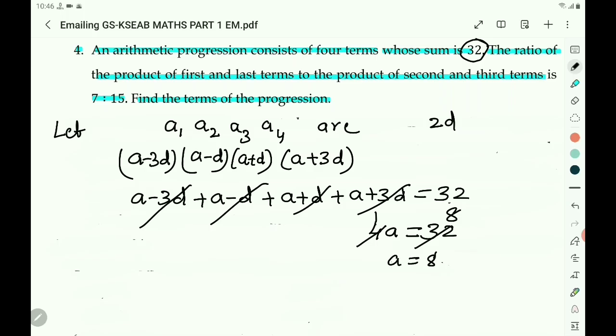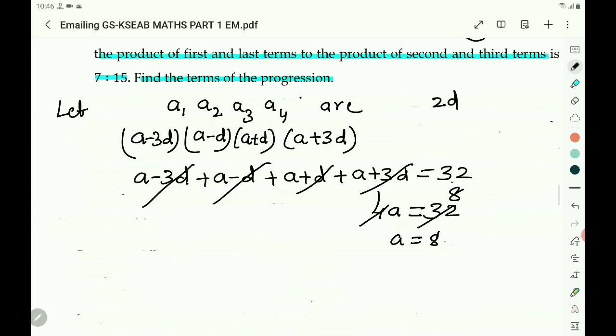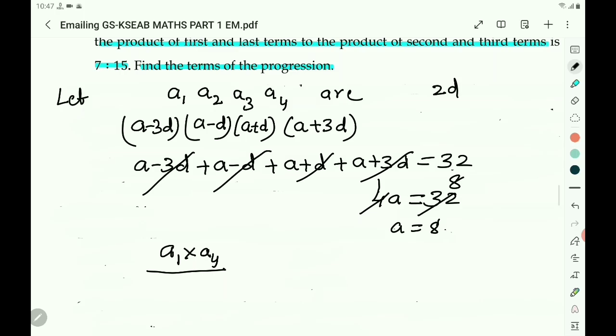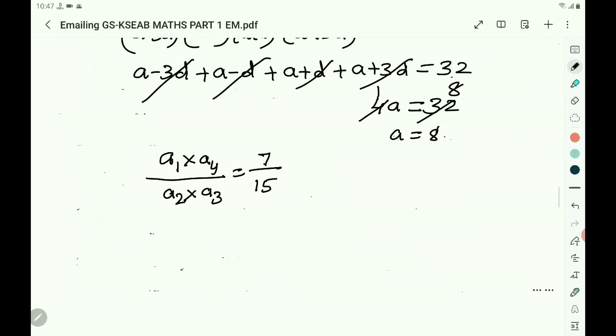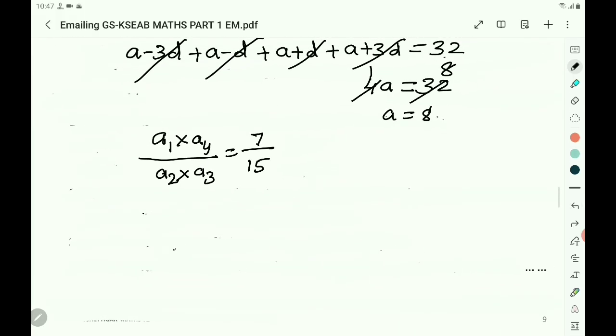Now the next, what is given? The ratio of the product of first and last terms to the product of second and third term. Means the product of first and last means a1 into a4, by the product of the second and third term, a2 into a3, equals what? 7 by 15. Then a1 into a4. a1 is a minus 3d.